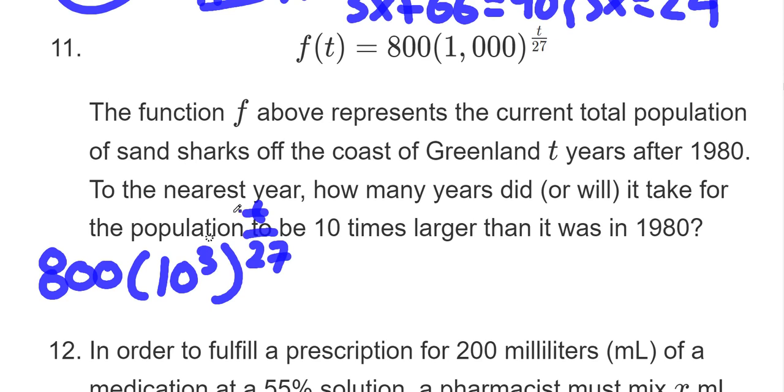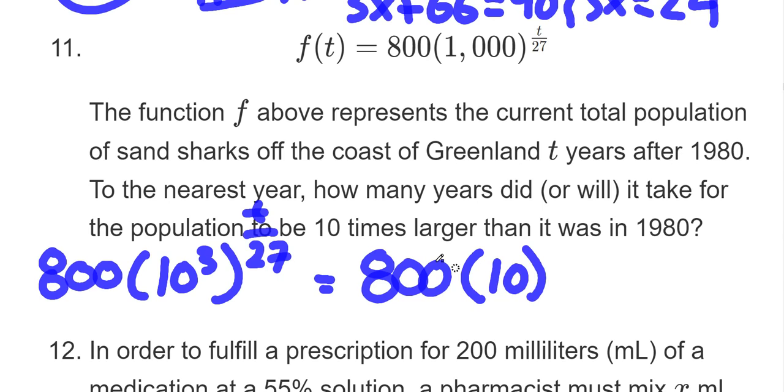So we can use our exponent rules, and when our exponents are stacked, we just multiply them. So I get 3t over 27, which equals t over 9, so the function is 800 times 10 to the t over 9. Okay, so it starts off, we set t equal to 0, which is 0 years after 1980. It starts off with a population of just 800 times 10 to the 0.